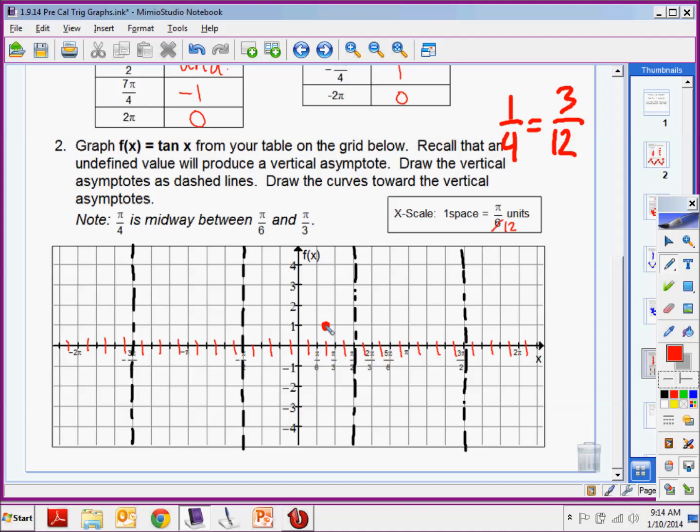Again, it said pi over 4, right? But what are we counting by? 12. So how can I make 1 4 into 12? It's going to make it into 3 out of 12. So now I can count 3 tick marks, and that's where pi over 4 would exist.